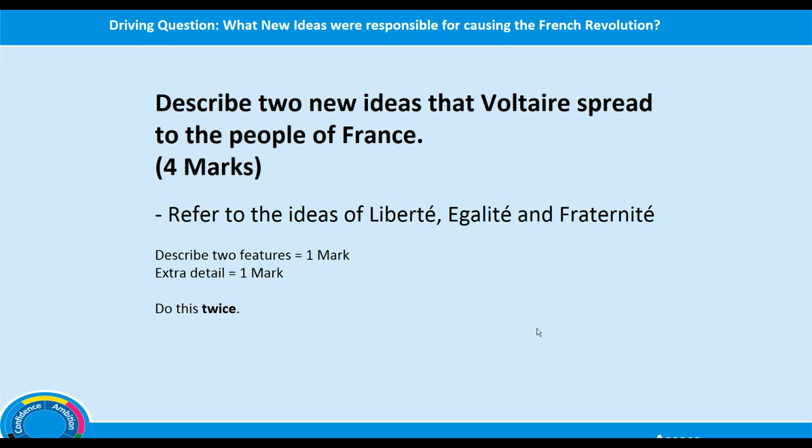Describe two new ideas that Voltaire spread to the people of France. 4 marks. Refer to the ideas of liberté, égalité, and fraternité. Describe two features for 1 mark. Give extra detail for another mark, and do this twice. Pause while you complete these 4-mark questions by typing into the Google document. This should take no more than 5 or 6 minutes.